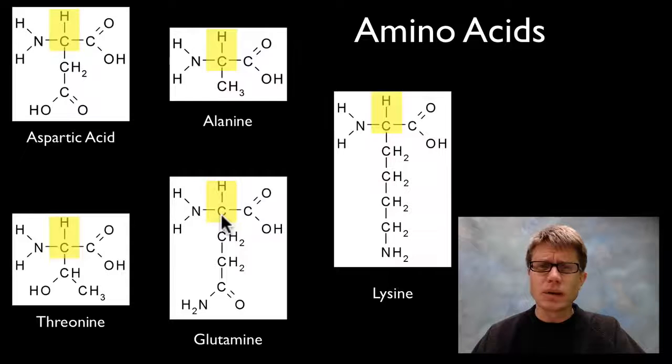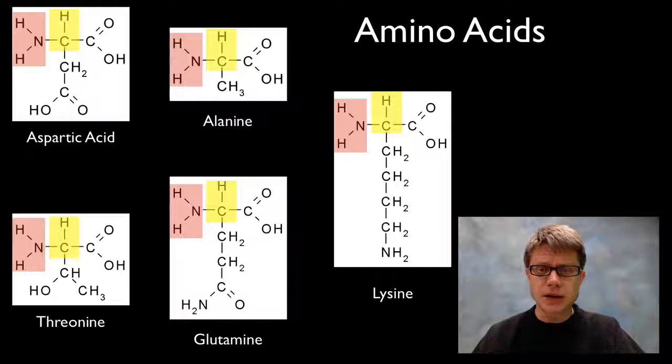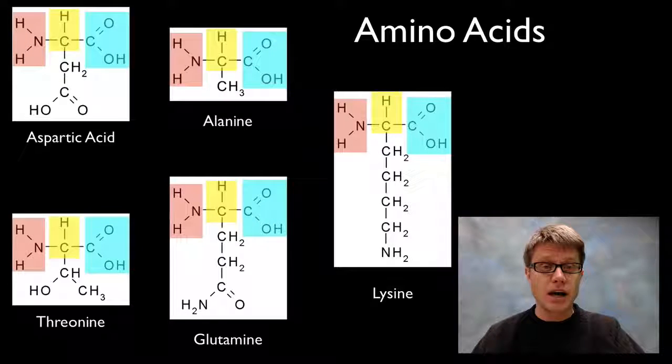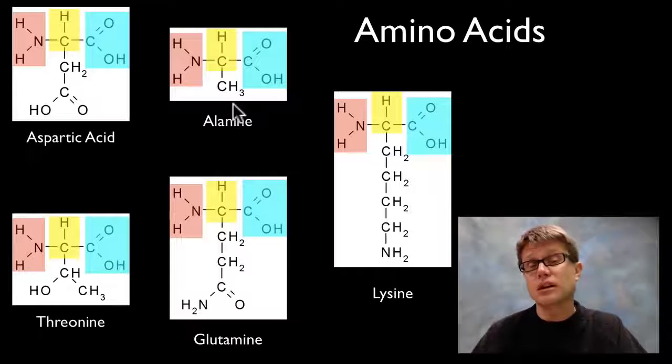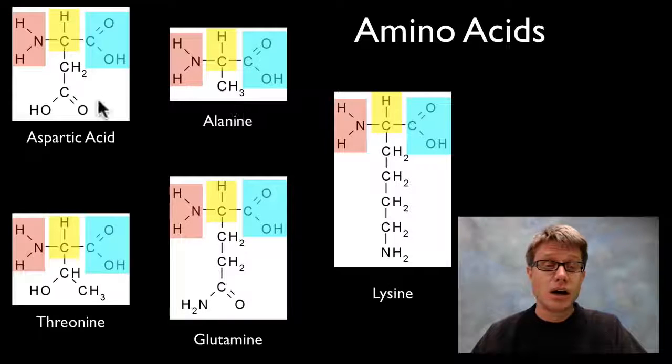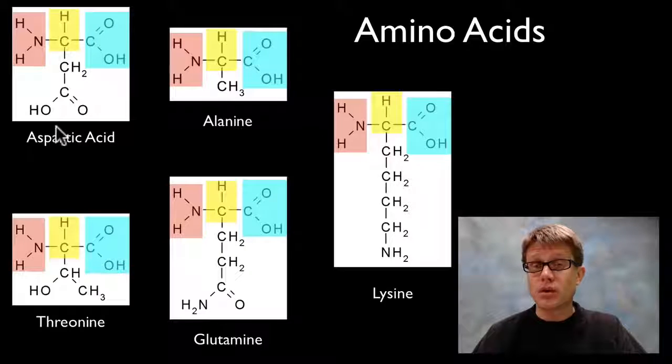What else is the same in every amino acid? Well, on the left side, we have nitrogen attached to 2 hydrogens. We call this an amino group. And if we look on the right side, we have what's called a carboxyl group. So every amino acid is going to have these 3 similar parts. The only thing that's going to be different is what comes off the bottom, and we call that the R group. All amino acids are the same except for what comes off here, and that gives each one different properties.